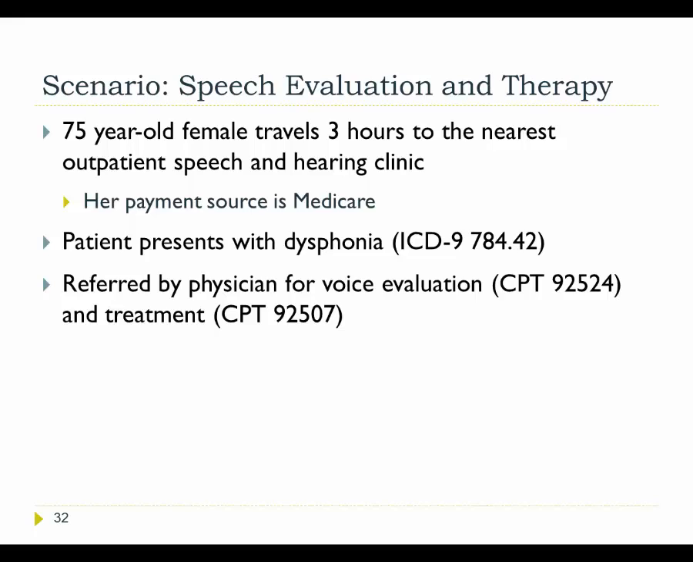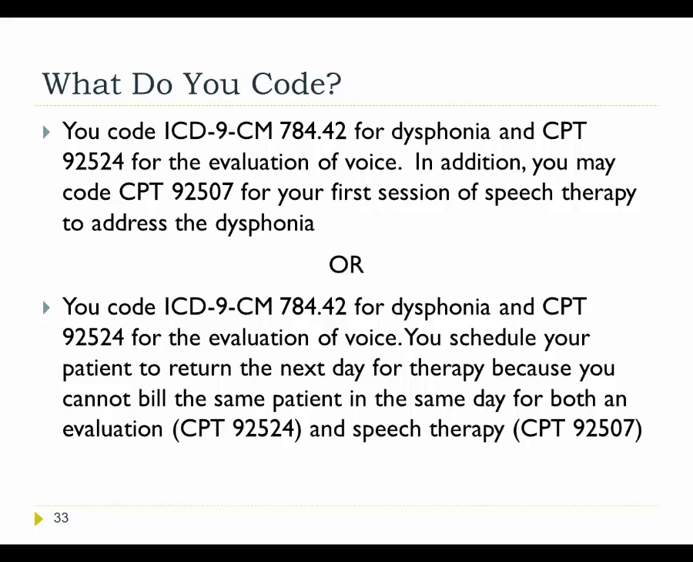Here is a scenario where you have a 75-year-old female who travels 3 hours to the nearest outpatient speech and hearing clinic. Her payment source is Medicare. The patient presents with dysphonia, or ICD-9 code 784.42, and is referred by the physician for a voice evaluation, or CPT code 92524, and treatment, or CPT code 92507. You need to select the codes used in this instance.